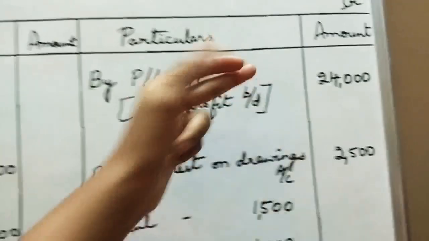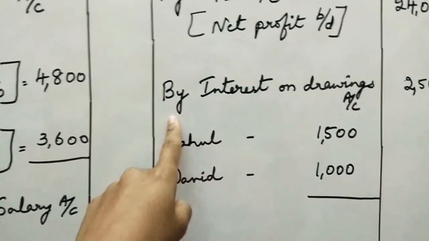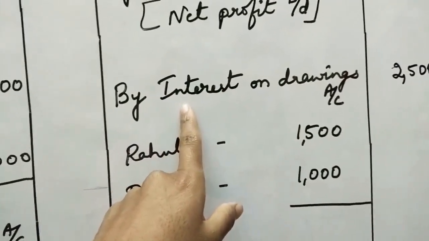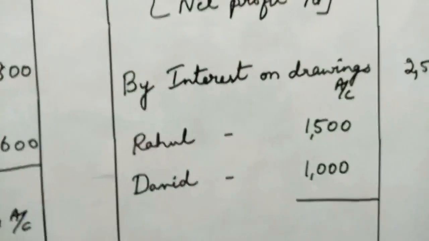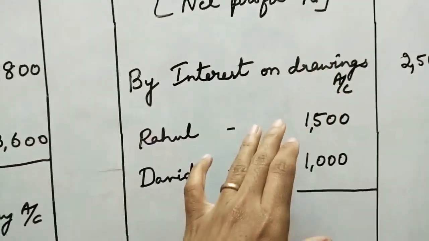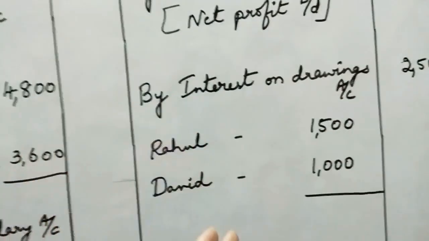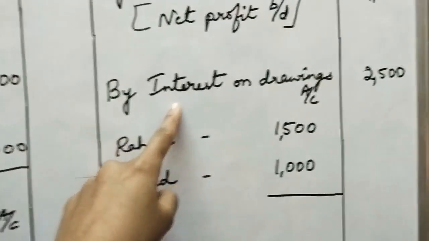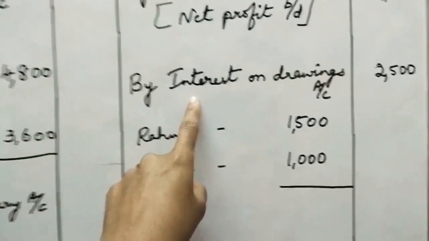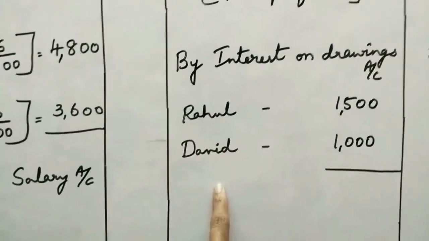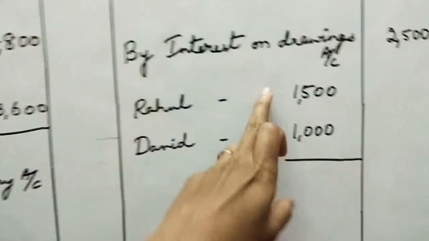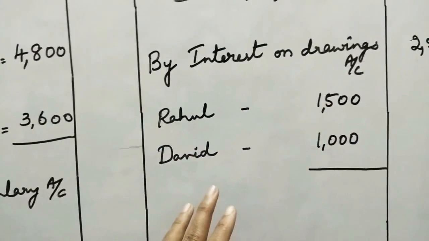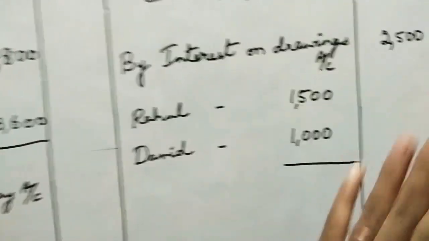Moving on to the second step, we have by interest on drawings account. Be very clear, it is not drawings of partners, it is interest on drawings. Interest on drawings is the one which is being paid by the partners to the firm, which means the firm is receiving it. Something which comes in is income again, so take it on the credit side. Interest on drawings of Rahul and David is given directly, so I have taken it as it is. When they give a percentage, you need to go for calculation. If they have given the values directly, you need not wait. You can just take it as it is.